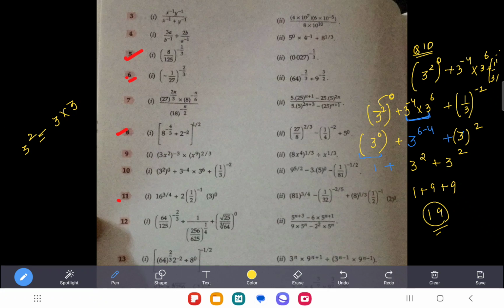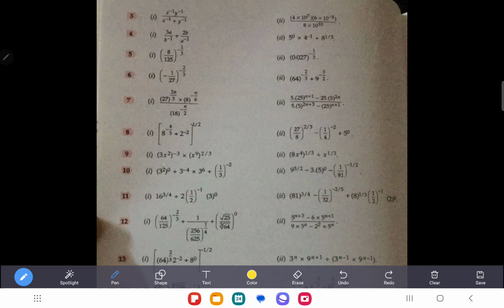Do you understand the point? Yes, I understand. Okay. So this is how we are supposed to solve the question. Next question. Now we have the 10th question, second part.